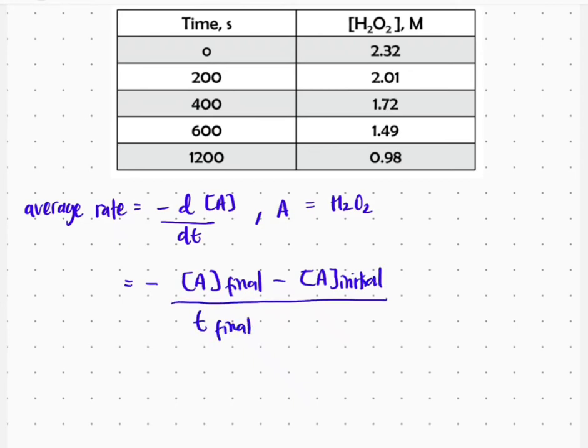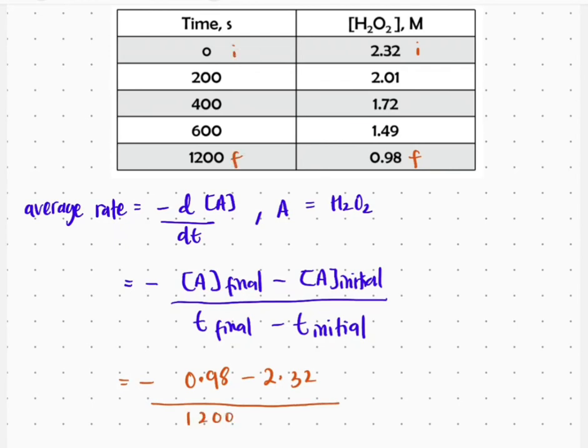Time final minus time initial. Okay, so please buat ni bersama-sama dengan saya. Jadi, daripada table tu, kita akan substitute the value. So, negative mana final? This is the final concentration. This is the initial. So, 0.98 minus 2.32, divide with, this is initial, this is final for time. So, 1200 second minus 0 second.